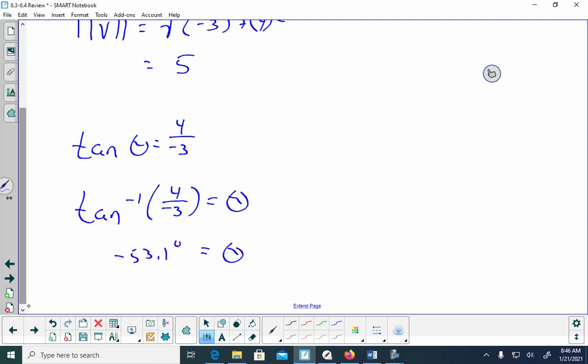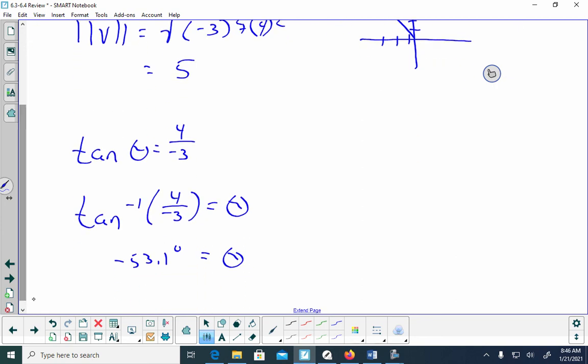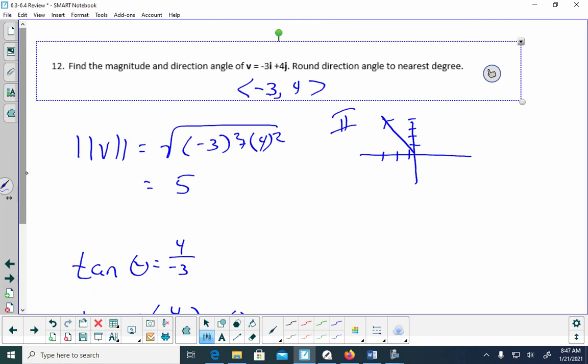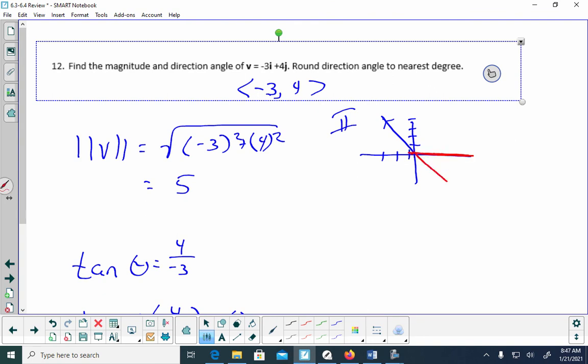Then I like to go back and make sure that that makes sense. Every time I find an angle, I like to check and make sure it makes sense. So I'm going to go back up to my vector. My vector is (-3, 4), so I'm going to the left 3, up 4. If I drew a picture of my vector, this is what it would look like in component form. I clearly see that my vector is in the second quadrant. When I come down here to this angle, -53.1 degrees, if I were to draw that in trig class, here's where 0 is, -53 degrees would be down in the fourth quadrant.